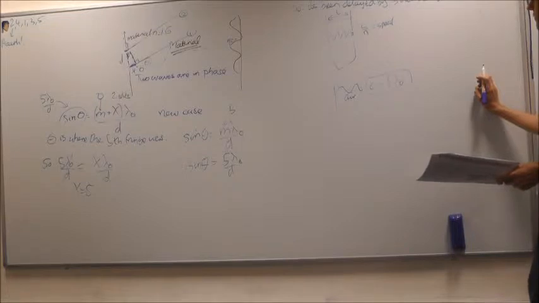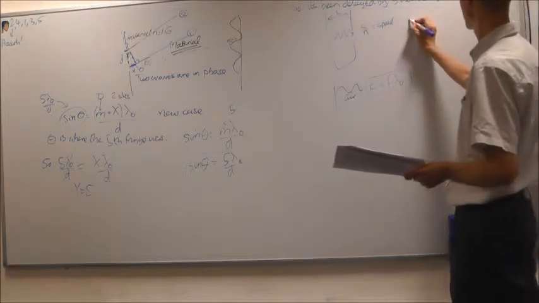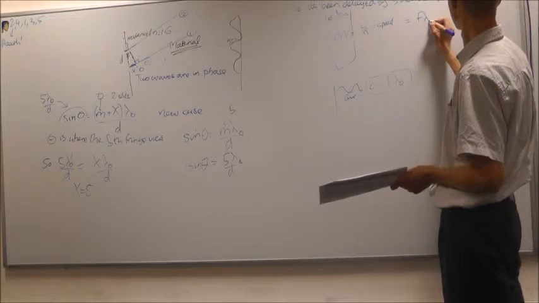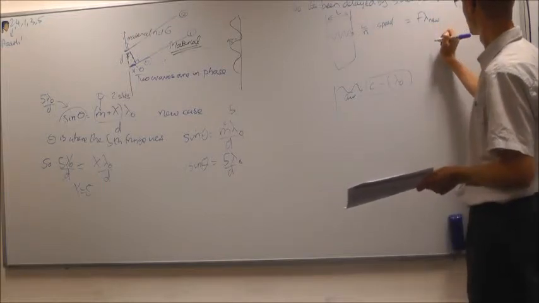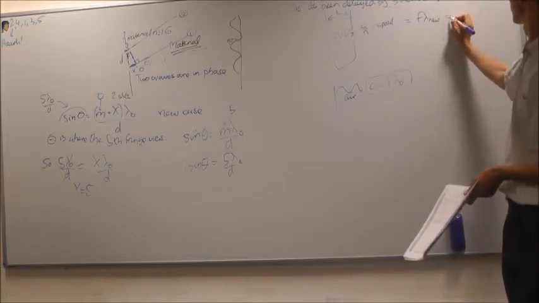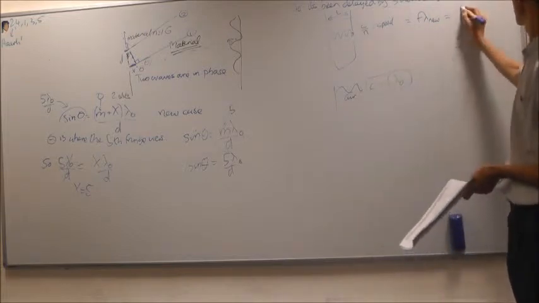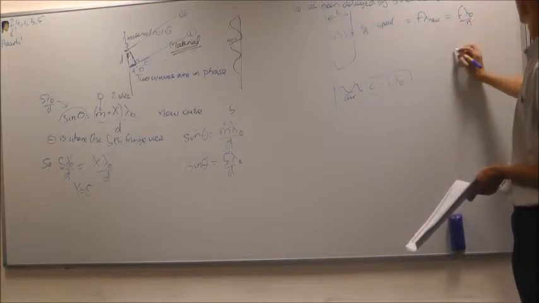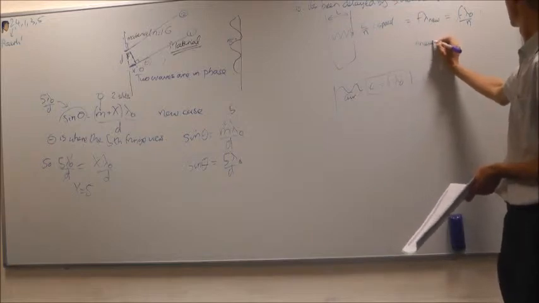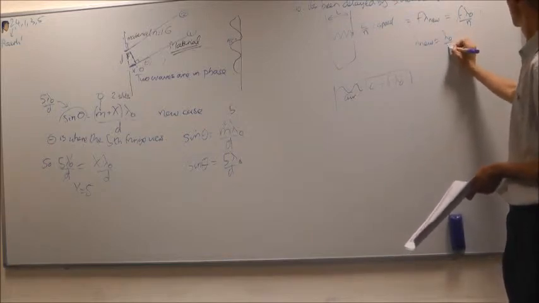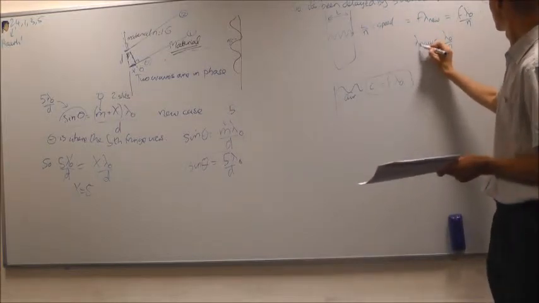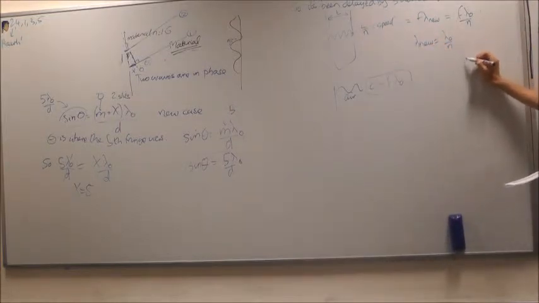So for this case, that is f lambda nu, which is going to be our old speed, f lambda 0 over n. So lambda nu equals lambda 0 over the refractive index. That gives us your new wavelength.